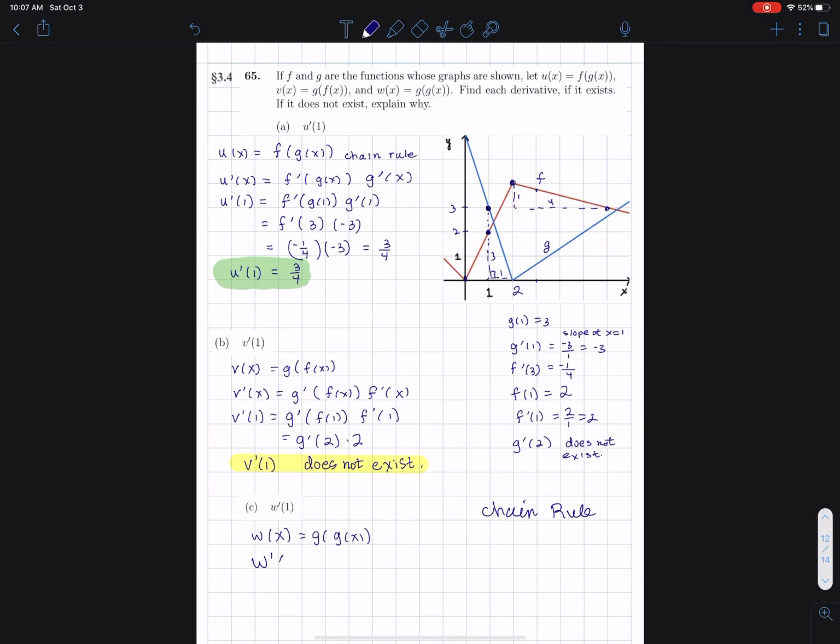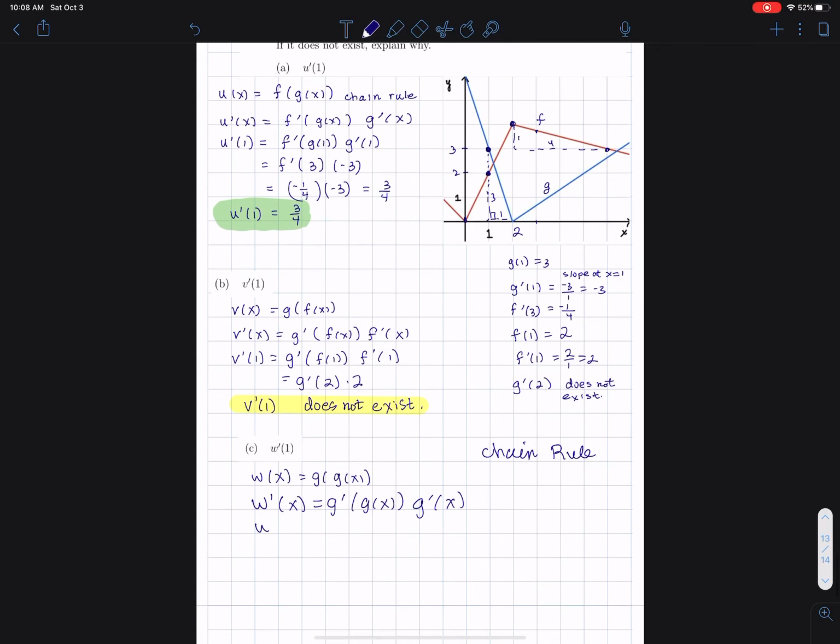So we have W prime is G prime of G of x times G prime of x, so I take the derivative of G, and then I take the derivative of G again. The first one I put in G of x, the other one I put in x, so it's going to make a difference, I would think. So I have G prime of G of 1 times G prime of 1. Well, what is G of 1? Apparently I already did that. It's 3. So I get G prime of 3 times G prime of 1.